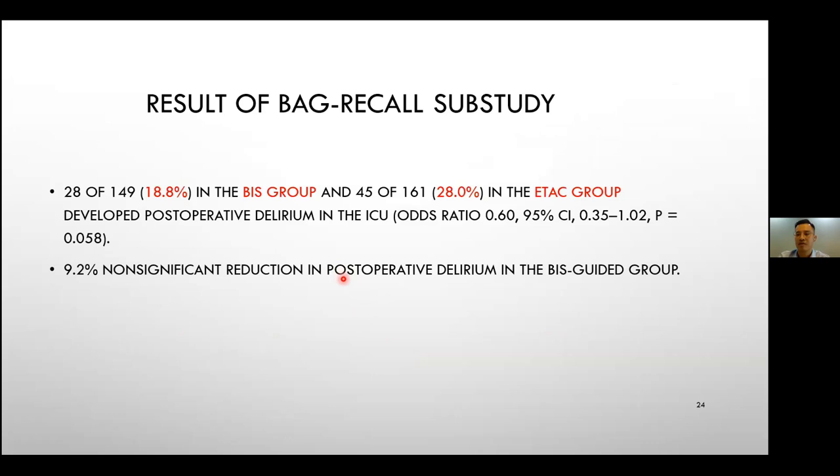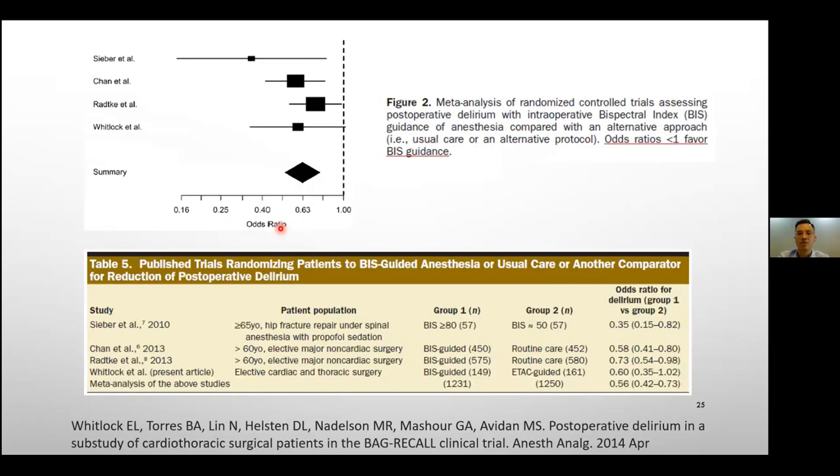And the result of the study claimed that there was a near 19% incidence in the BIS group compared to 28% in the end-tidal anesthetic concentration-guided group who developed post-op delirium, but the reduction was non-significant. However, the results remain consistent with the other previous findings, suggesting that BIS guidance decreases delirium after major surgery. And with the data up to 2014, a quick meta-analysis in the same paper basically showed that BIS-guided anesthesia is associated with less risk of post-operative delirium, with a summary odds ratio of 0.56.